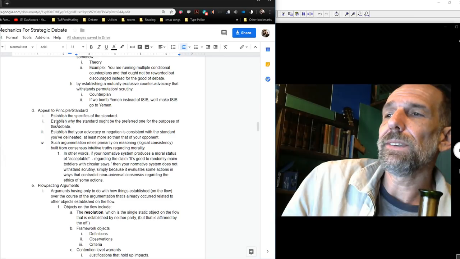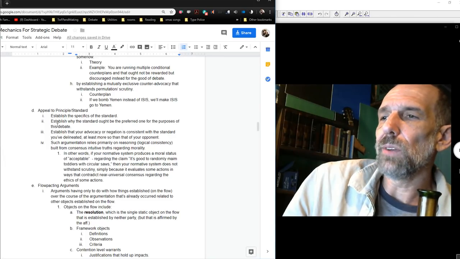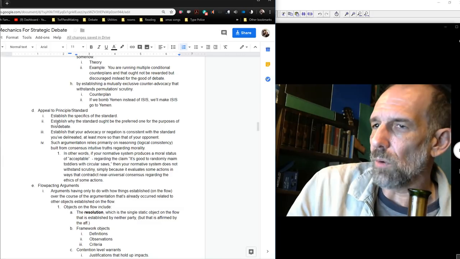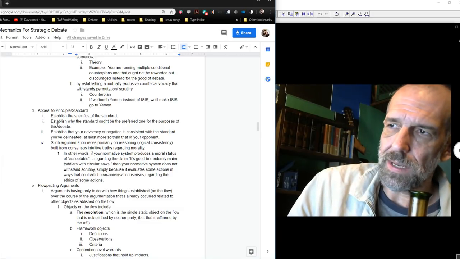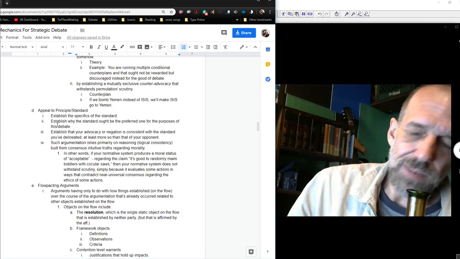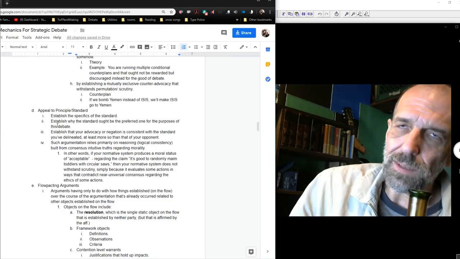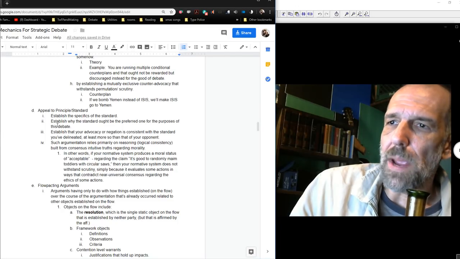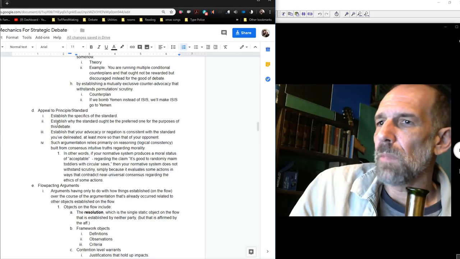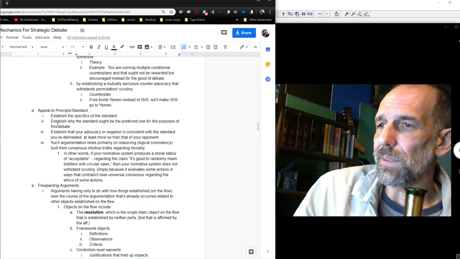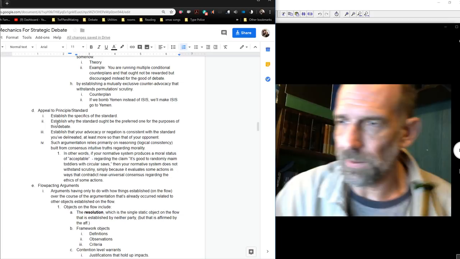Then show that your advocacy or negation is consistent with the standard you've delineated, at least more so than that of your opponent. Such argumentation relies primarily on reasoning and logical consistency, built from consensus intuitive truths regarding morality. Note that that's at the root of it all: there's no real logical foundation in morality. It's an intuitive consensus that it's not okay to maim toddlers with circular saws randomly. So if your normative system produces a moral status of acceptable regarding that claim, then your normative system does not withstand scrutiny, simply because it evaluates some actions in ways that contradict near-universal consensus regarding the ethics of certain kinds of actions.